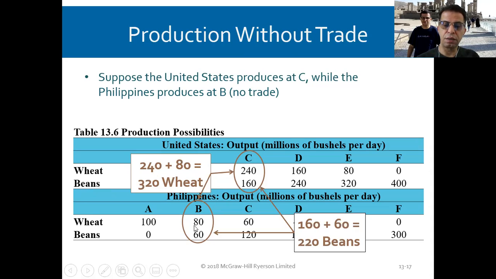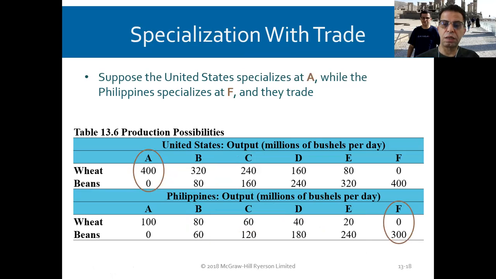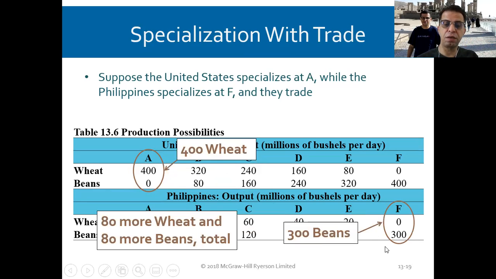240 plus 80. And without trading, 160 beans plus 60 beans, 220 beans. And if they do a trade-off and say, okay, you, USA, cancel producing the beans and just focus on wheat, and you, Philippines, cancel the wheat and focus on beans, we're going to end up with 400 because of the opportunity cost, and 300 here. And the total for both countries is 400 wheats and 300 beans.